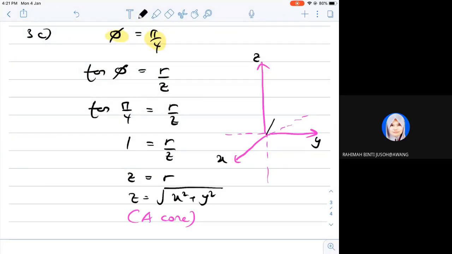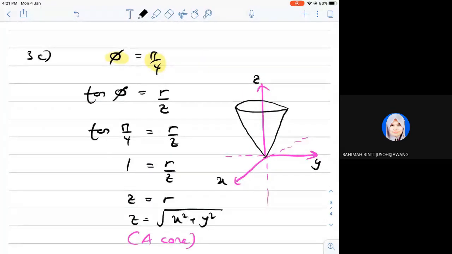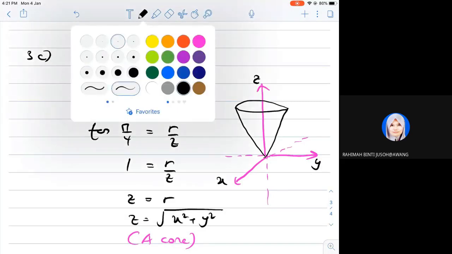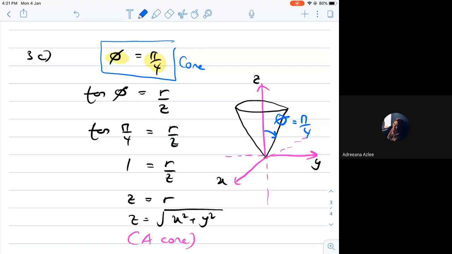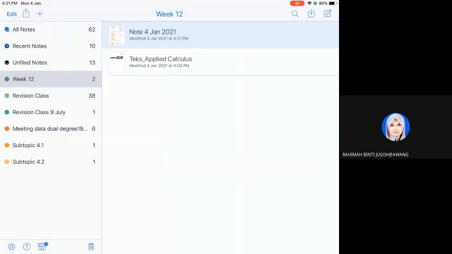So a cone like this. Okay, so now where is the position of phi equals to pi over 4? Phi equals to pi over 4 is starting from the z axis until the line. So we have phi equals to pi over 4 like this. After this, if you see this type of equation, you already know, this is a cone. Understand? Yes, understand. Okay, so next question.